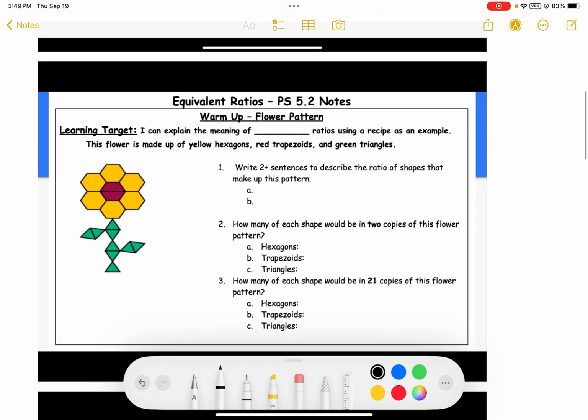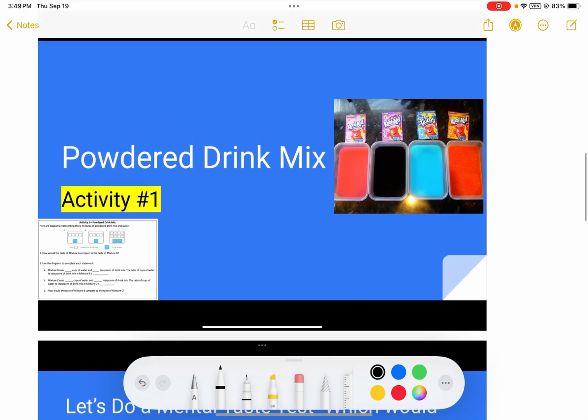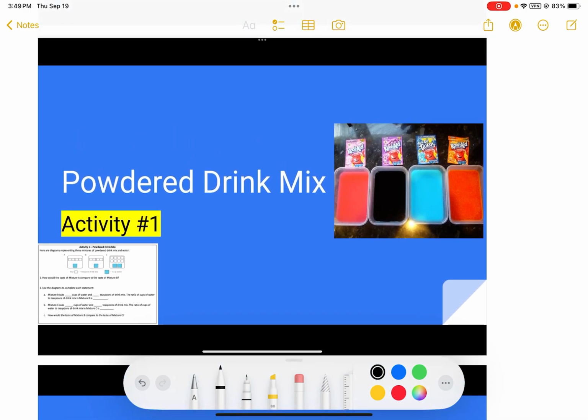So hopefully you did the warm-up. If you didn't, you can try your best to do it on your own right now. But I'm going to move on to activity number 1. So activity 1 is powdered drink mix. So if you know what a powdered drink mix is, we have Kool-Aid. Another powdered drink mix might be like Crystal Light or some other ones that you may have had before.